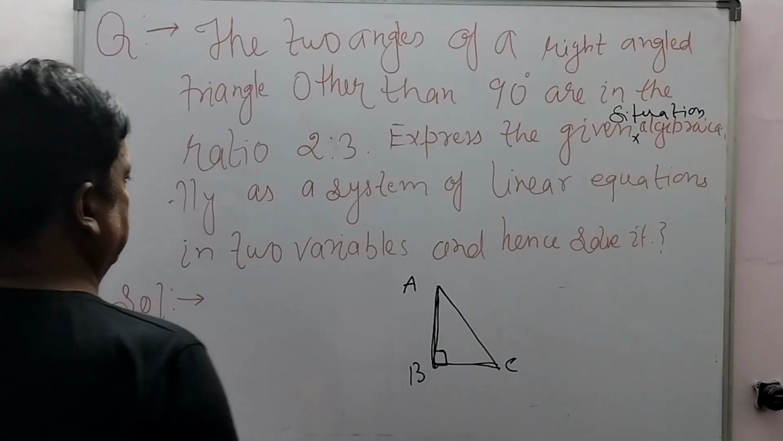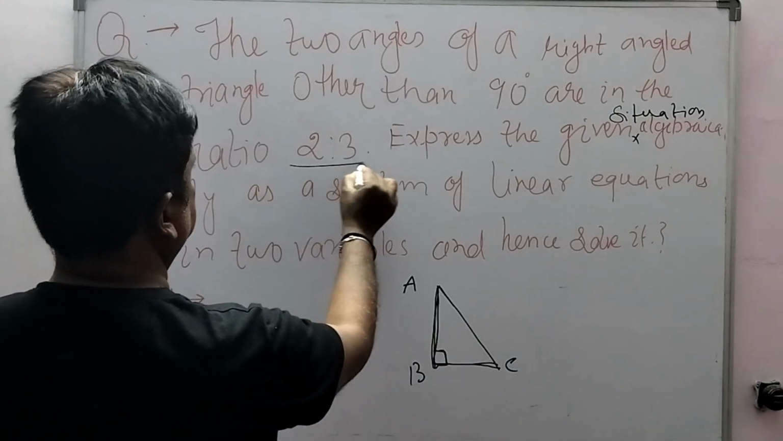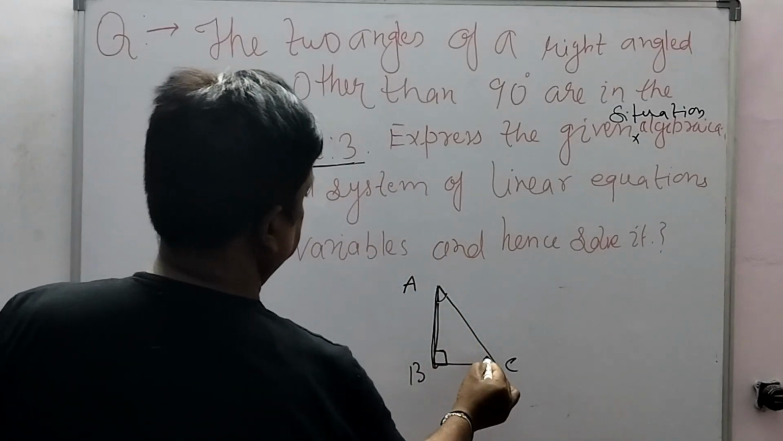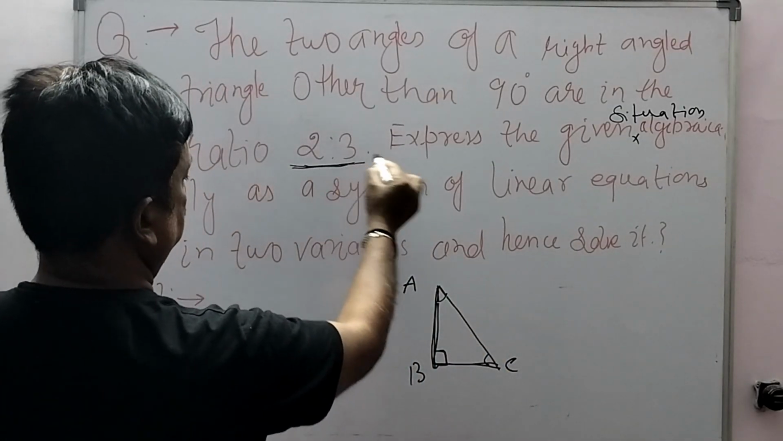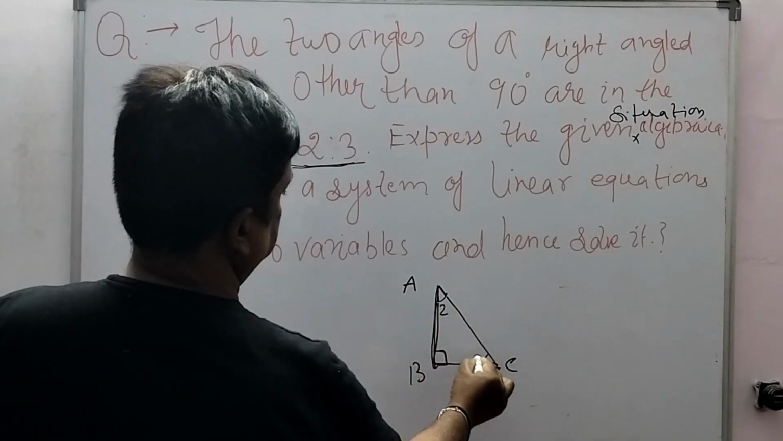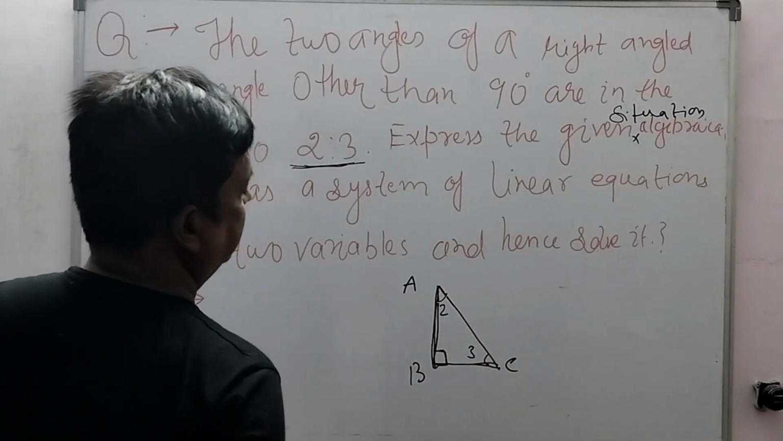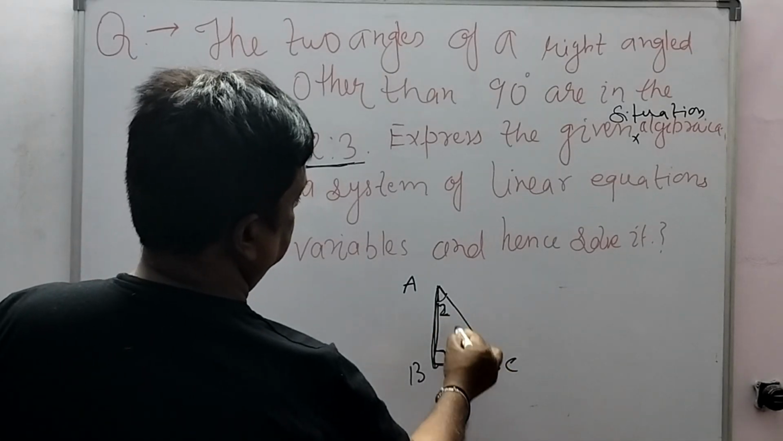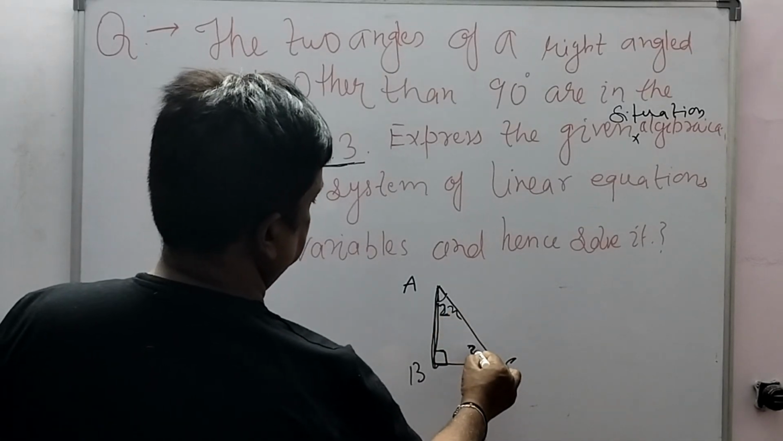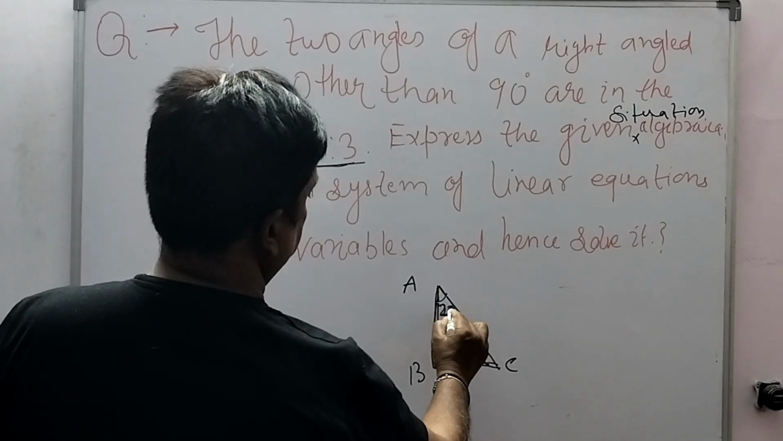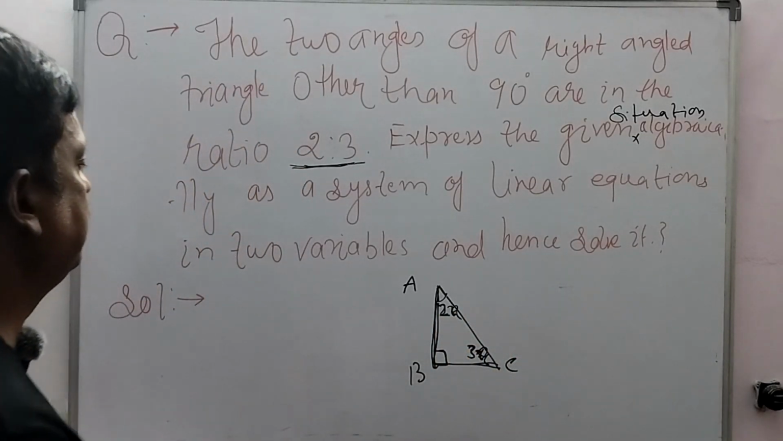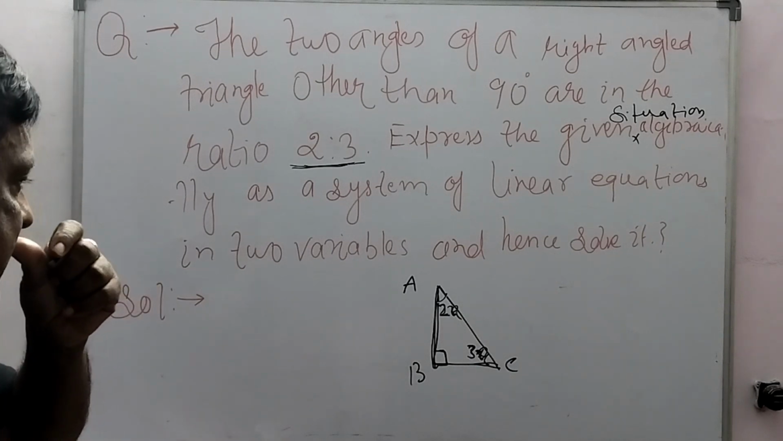So what is being said is the ratio of the other angles. Angle A and angle C are in the ratio 2:3. It is a ratio, not the exact value of the angles given. Suppose 2x and 3x, or suppose 2 theta and 3 theta, anything.